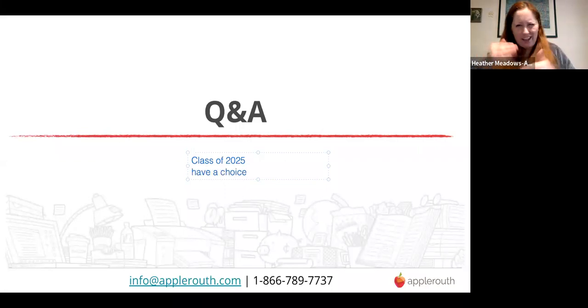This is the class of 2025 specifically, so you'd be a sophomore now. You have a choice. If you don't want to do the digital SAT, you can just take a paper one and be done with it. But you can also take a digital and a paper one and see which one you like better, which is a very fun, unique situation the class of 2025 is in.